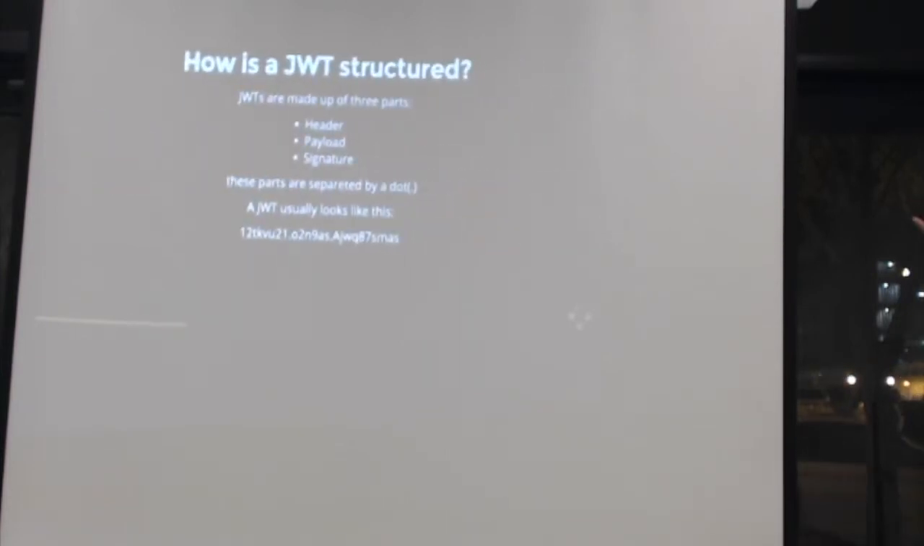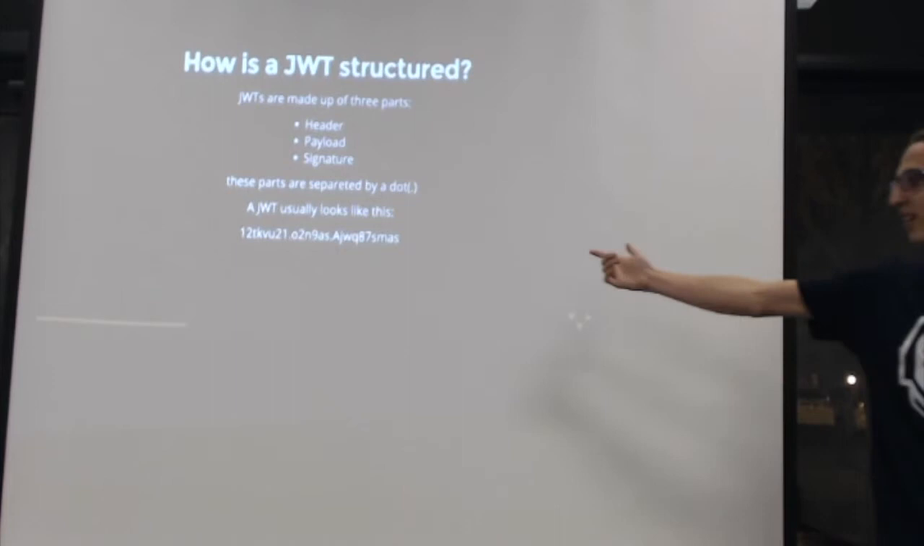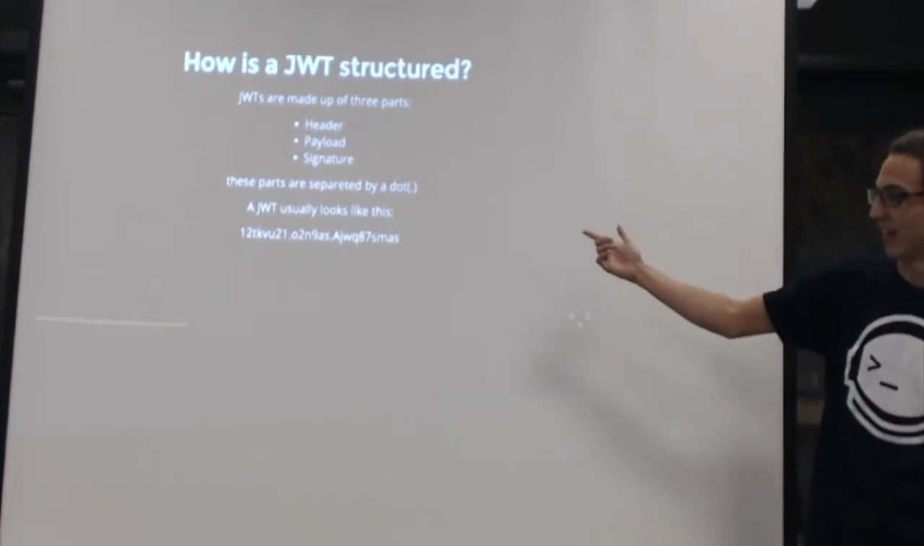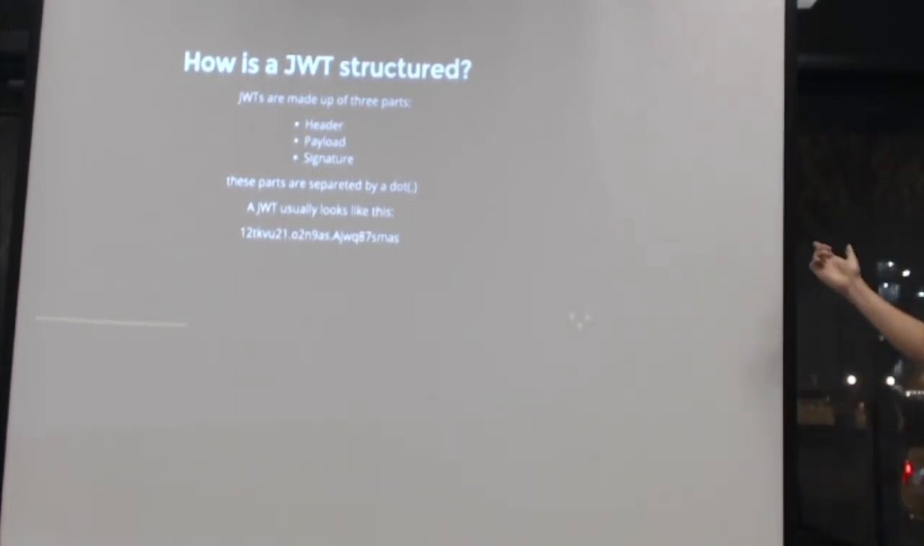Thank you. So the structure of a JSON Web Token is a header, a payload, the information I sent, and the actual signature. So it looks kind of like that. At the end, well, it's actually a lot longer, but for example, it's like that. It's separated by a dot.